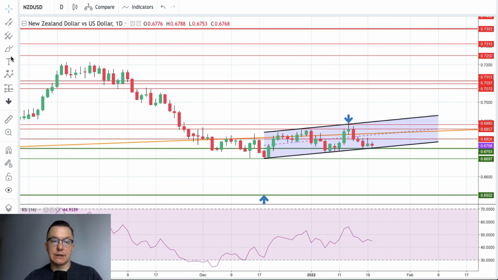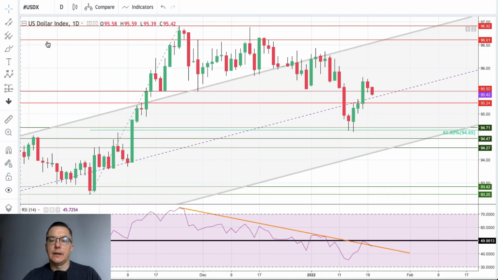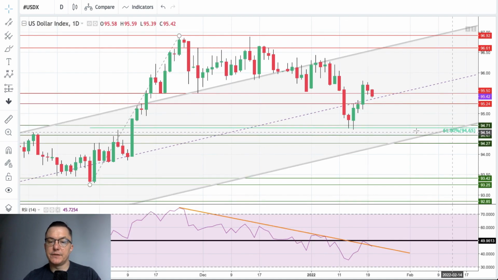If we talk about the dollar, let's take a look at the US dollar index. The US dollar index has bounced from the level of 61% of the Fibonacci retracement of the last wave up. However, this bounce hasn't yet hit the level of 96.61.